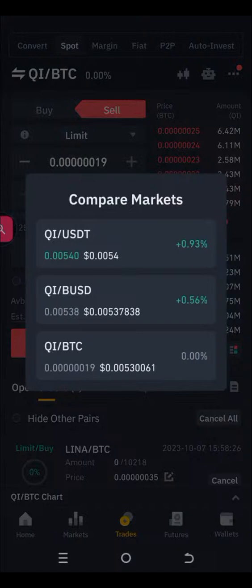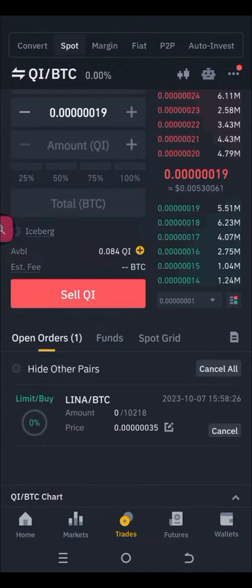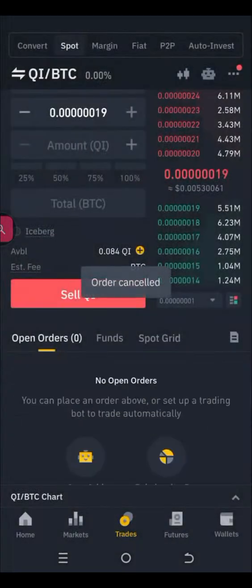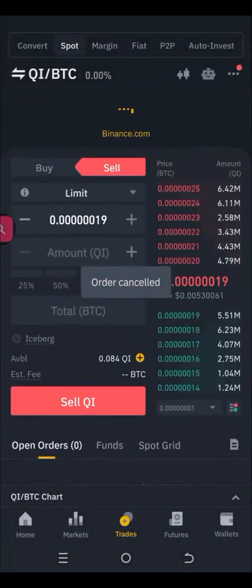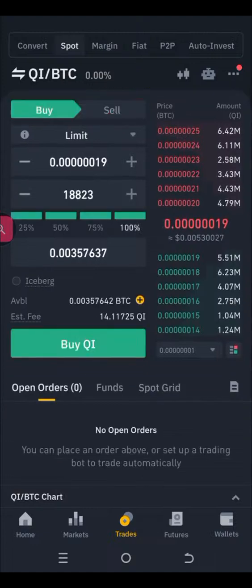So if I try to, this is QIBTC. So what will I have left? Let's just cancel it and see what it will give us. If it's not going to be favorable, we'll just go back to Lena BTC. So let me just cancel at this point. Okay, so we'll do a quick simulation and see what we can get here. Let's buy and let's see how much we can get.